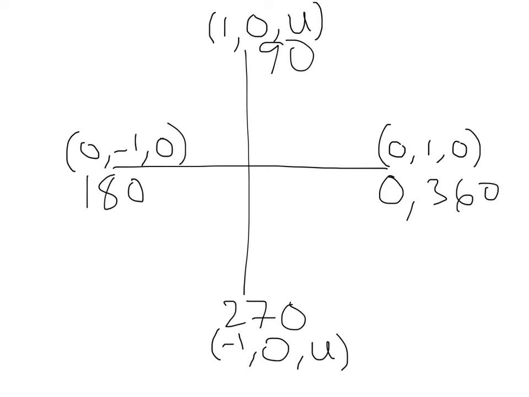And then back at 360, this applies as well. So if you have 360, sine of 360, you end up getting 0. Cosine of 360, you end up getting 1. Tangent of 360, you end up getting 0.